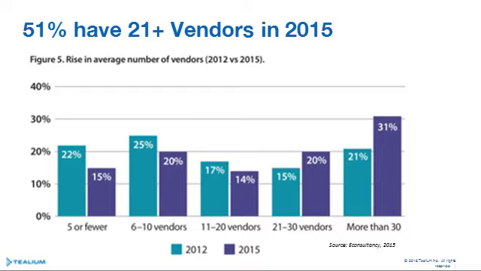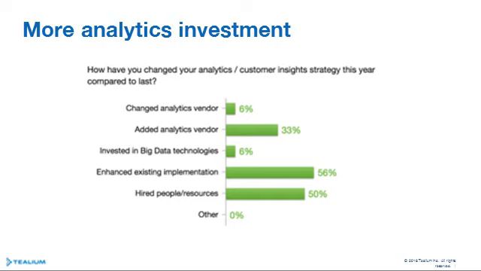So this problem is becoming more important, and when we think about some of our more complex implementations that we have, such as our web analytics or digital analytics solutions, 56% of us are looking this year to enhance that existing implementation, which requires code changes and additional features maybe being implemented. And over a third of us are either adding or changing our analytics vendor this year.